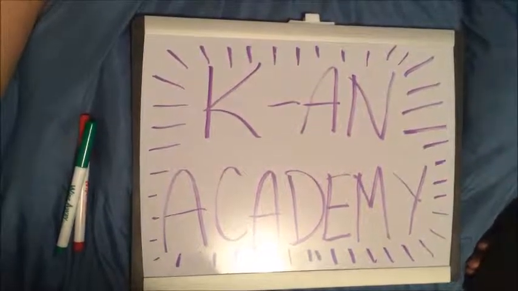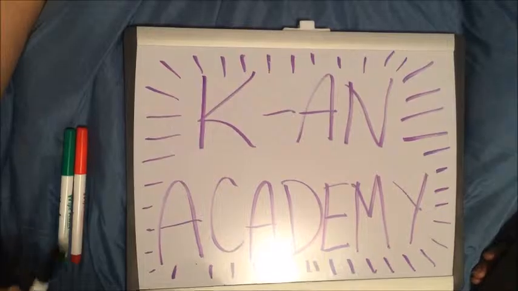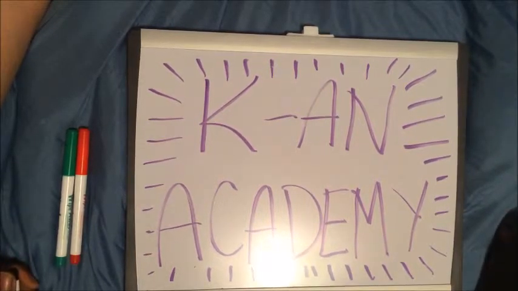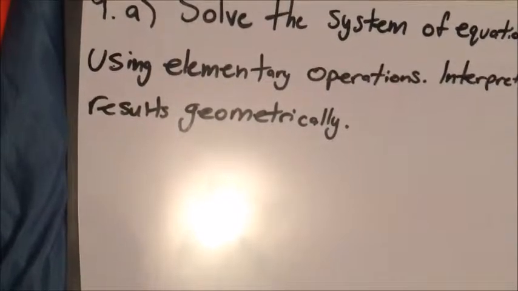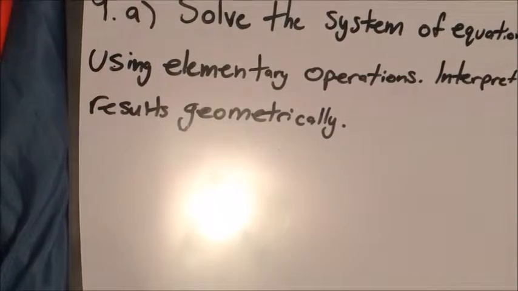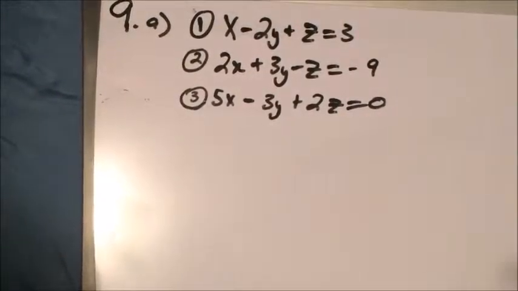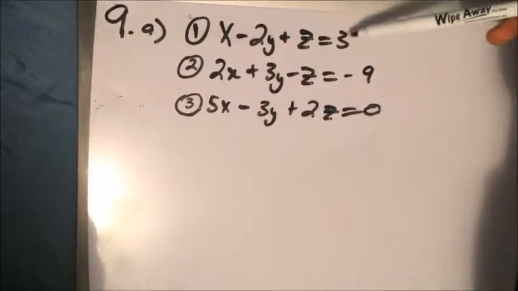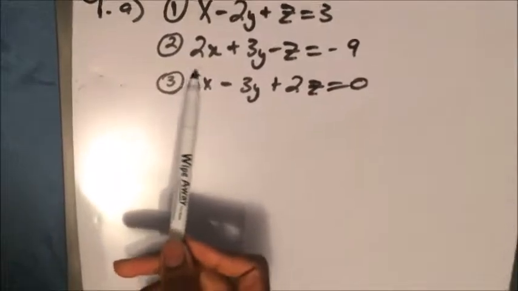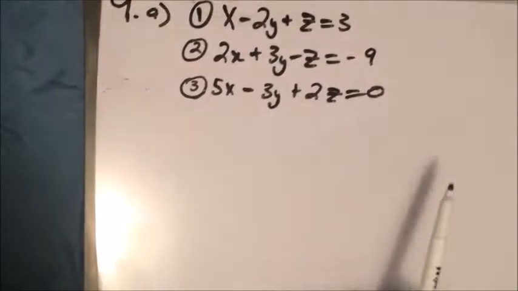So this is MCV 4U1 Unit 7, page 531, question 9a. The question is, solve the system of equations using elementary operations, interpret results geometrically. So we have the three planes, x take away 2y plus z equals 3, 2x plus 3y take away z equals -9, and then 5x take away 3y plus 2z equals 0.